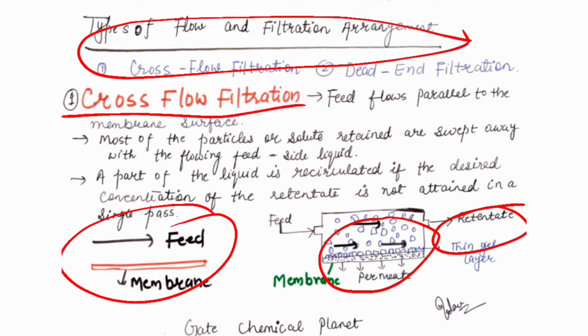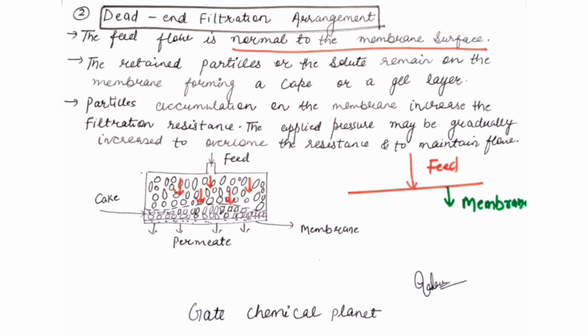Okay, so this is the cross flow filtration. Now we will discuss the dead end filtration arrangement. The feed flow in this case is normal to the membrane surface. Here you can see the feed flowing normal to the membrane surface. The retentate particles or the solute remain on the membrane, forming a cake or a gel layer.